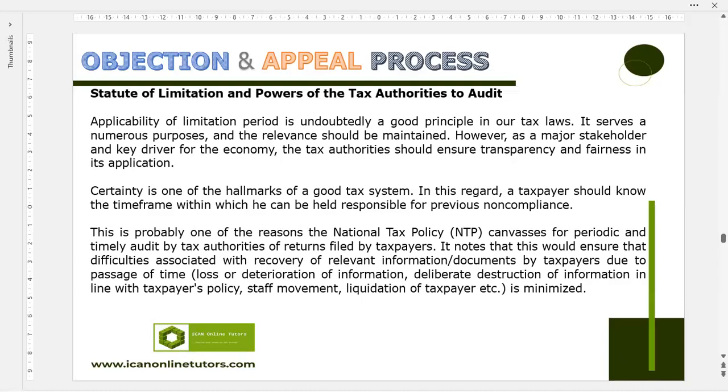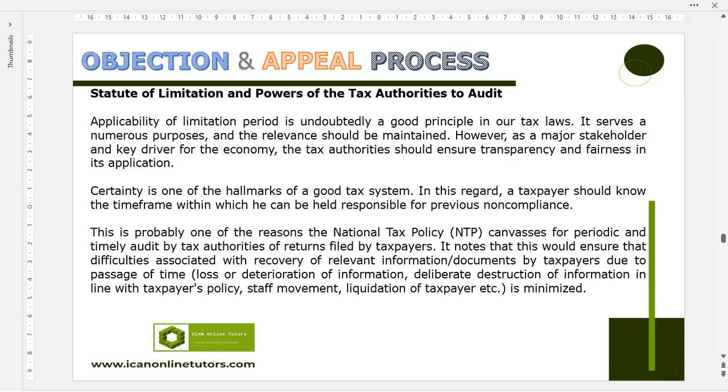Any appeal against the decision of the Federal High Court at the instance of either party, be it the service or the tax authority, lies to the Court of Appeal. Are we together? So the same process goes for the Court of Appeal. But for the Supreme Court, you can't move further. That's the end of the cinema. Do you understand? Whatever decision is made by the Supreme Court is binding on all parties to that case. So now we look at statute of limitation and powers of the tax authorities to audit.